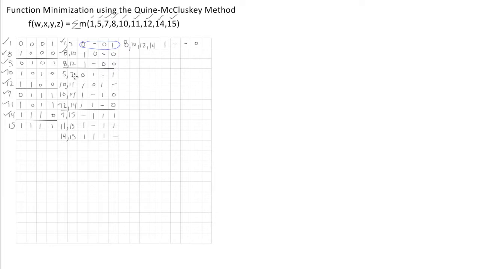Okay, on to the 8 and the 12. Comparing that with the second group, the dash only matches up with 1. And they are also different by 1 bit. Let me show you what I'm talking about here. They are different by this bit right here. So we would have 1 dash dash 0. So we have the 8 and the 12.